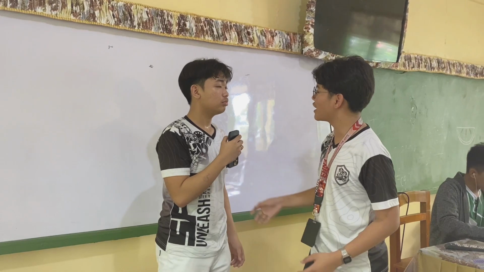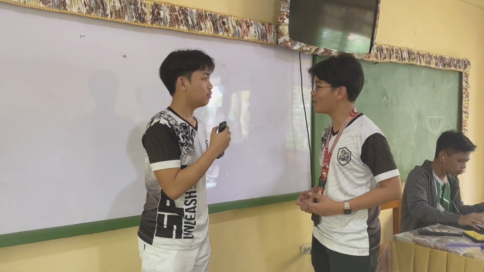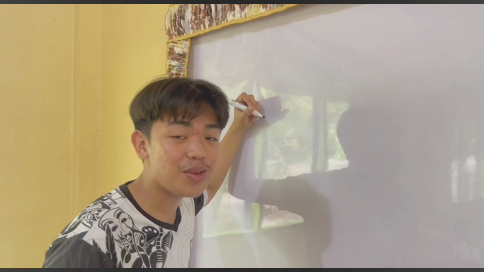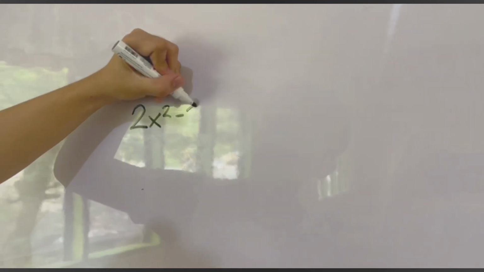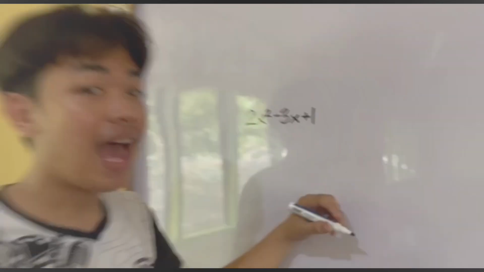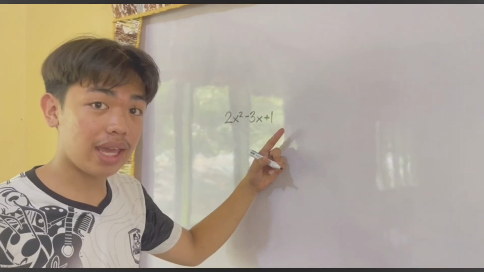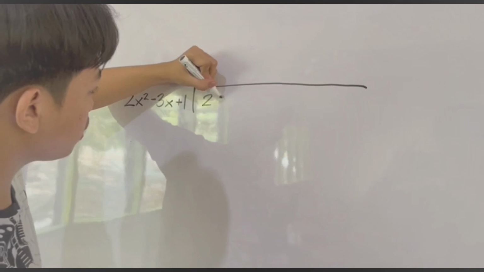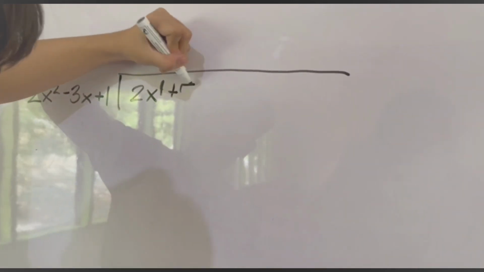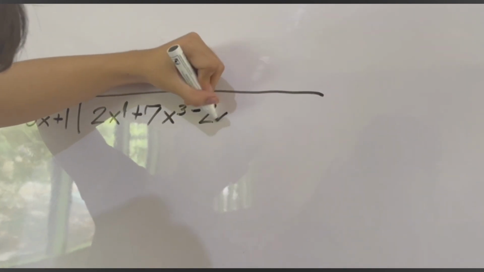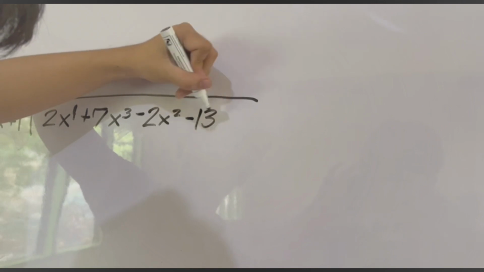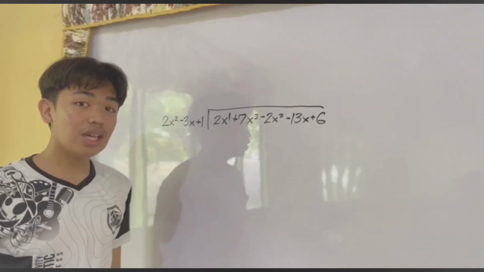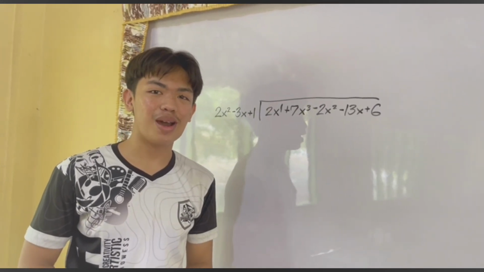Hey, remember what Sir Eric taught us in class yesterday? The long division one? Yeah, that's right. First, we need a dividend and a divisor. We'll get the amount of my money as the divisor, which is 2x squared minus 3x plus 1. After that, we'll get the dividend from the price of the apples, which is 2x to the power 4 plus 7x cubed minus 2x squared minus 13x plus 6. Now that we have our divisor and dividend, we can start solving the problem.